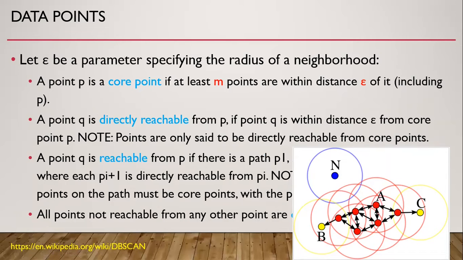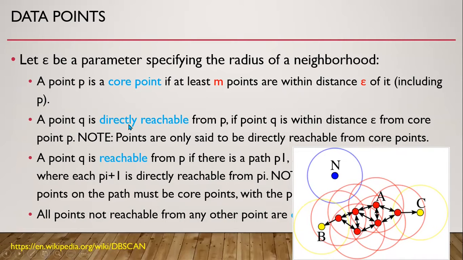So in this example, we have m equal to 4. So if m is equal to 4, then this point contains 4 points, including this point itself, within a radius of epsilon.